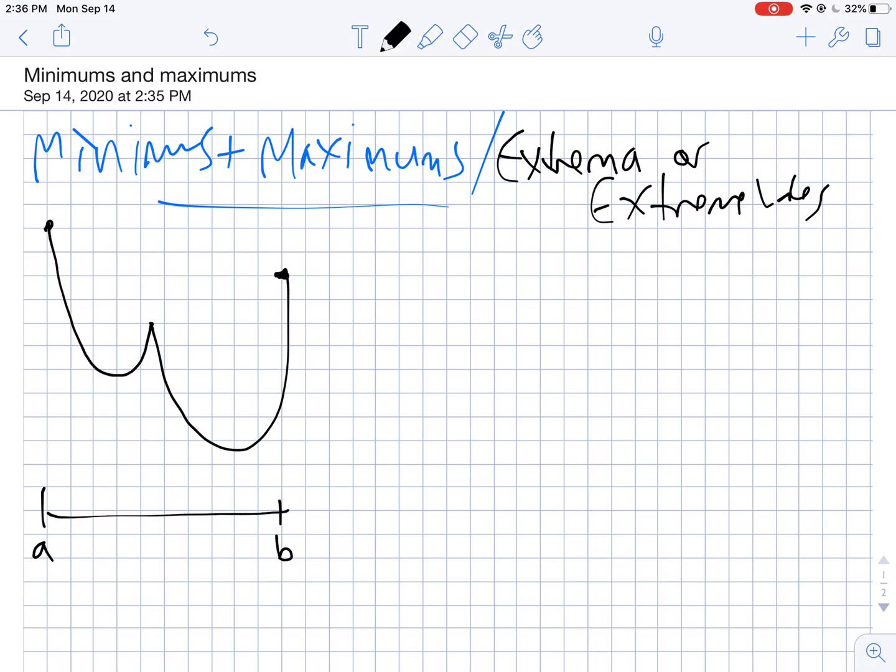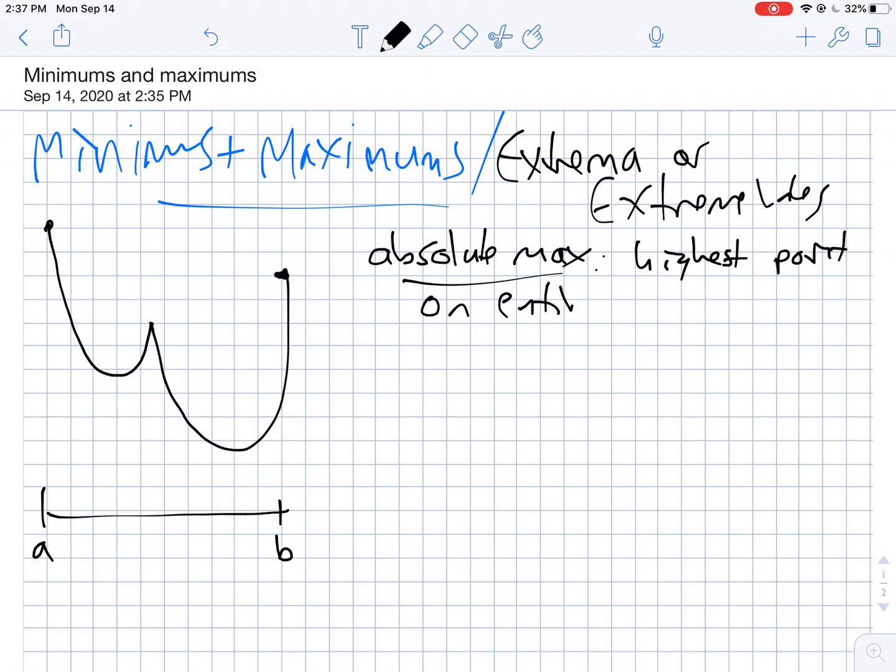So when we talk about, for example, an absolute maximum, an absolute max is the highest point on the entire graph, so on the entire interval from A to B. In this case, it looks like our highest point is at the left endpoint, right? This is our absolute max on the entire interval.